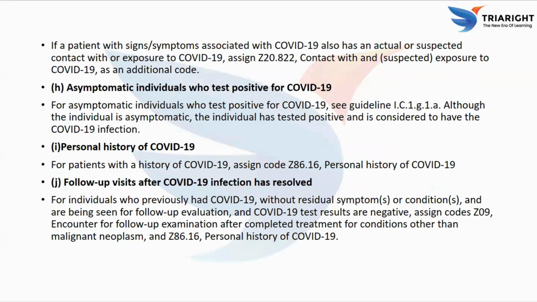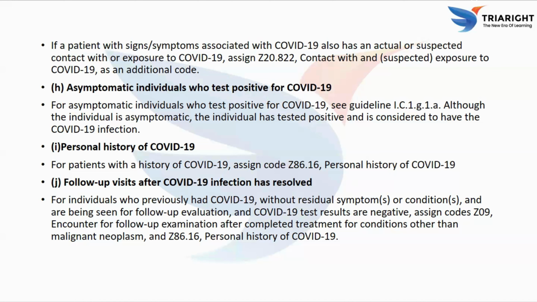If a patient has signs or symptoms of COVID-19 and has had an actual or suspected exposure, you then assign code Z20.822, contact with and suspected exposure to COVID-19, as an additional code. Why is there a need for an additional code? Because the main reason for the visit may be the symptoms, but exposure is a clinically relevant factor, so it must be coded.